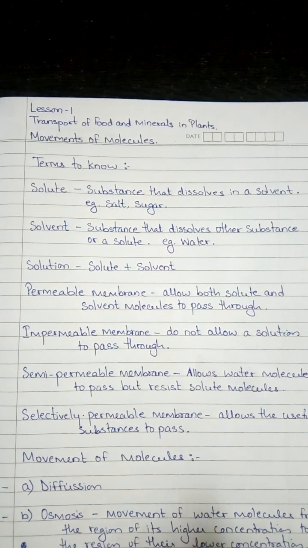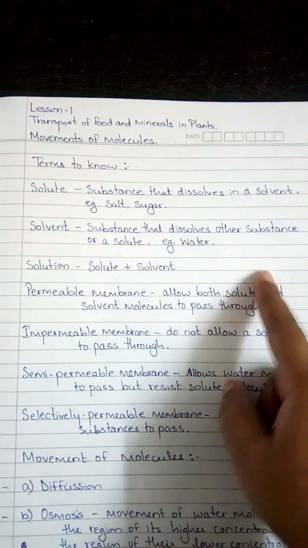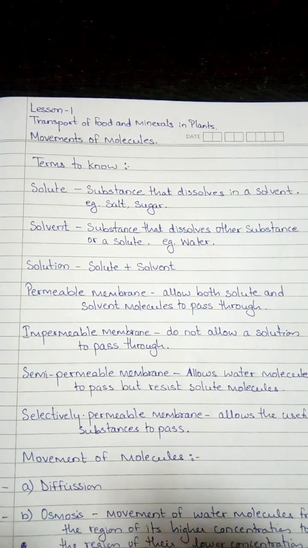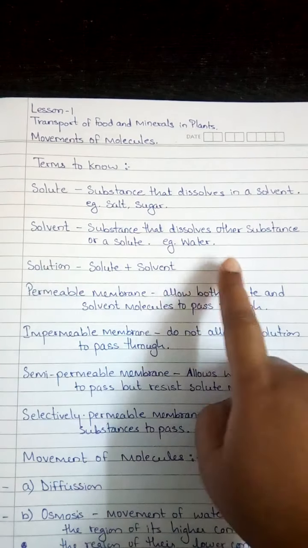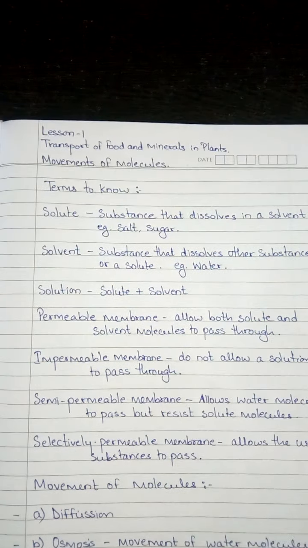And next one is solvent. Now solvent is a substance that will dissolve another substance into it, or that will help a substance to dissolve. That is called a solvent. We know about water. Water is known as the universal solvent.